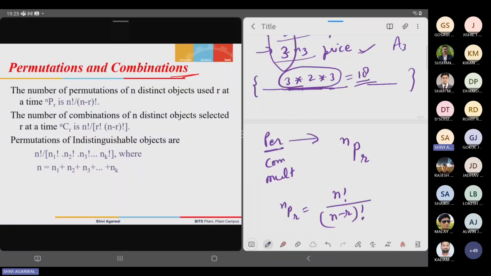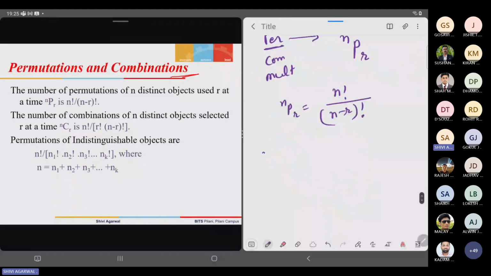Okay, I believe that everyone knows about the factorial concept. So what is the meaning of factorial? Factorial means 1 multiplied by 2 multiplied by 3 multiplied by 4 up to n. If we are talking about 5 factorial, it is 1 multiplied by 2 multiplied by 3 multiplied by 4 multiplied by 5. That is our factorial.